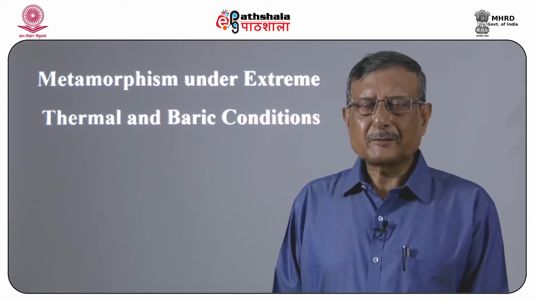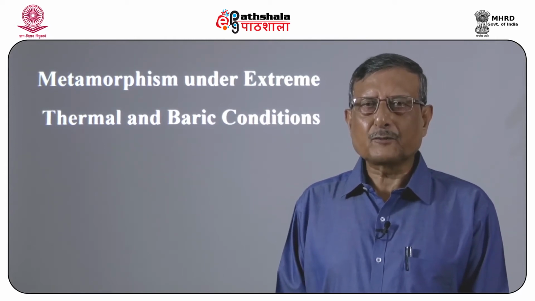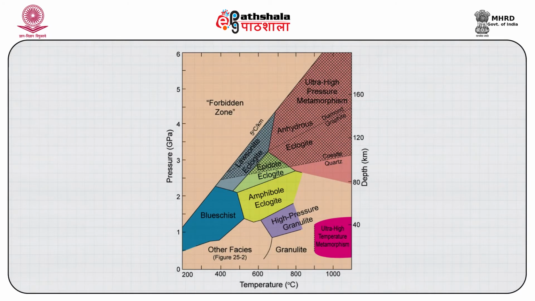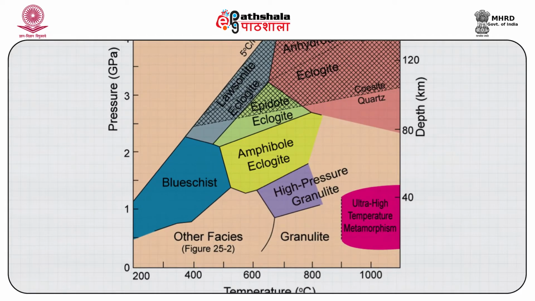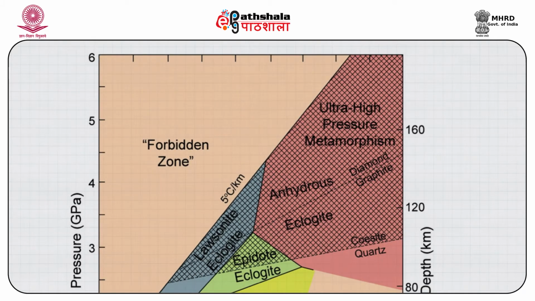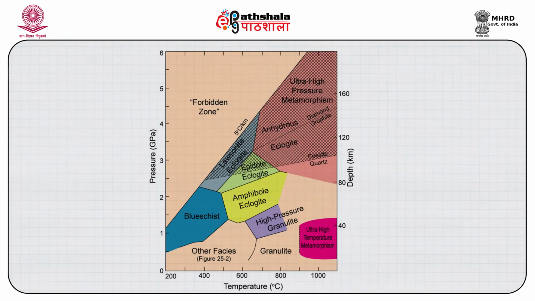Now, I would refer to figure 14.17, where you can see the metamorphic facies plotted in PT space. Look at the bottom right hand corner. You will see a field of UHT metamorphism, and look at the upper right corner. You will find a field of UHP. So, this diagram will give you an overall idea about the pressure temperature domain of both UHT metamorphism and UHP metamorphism.